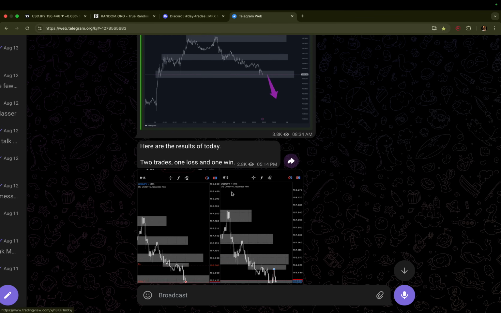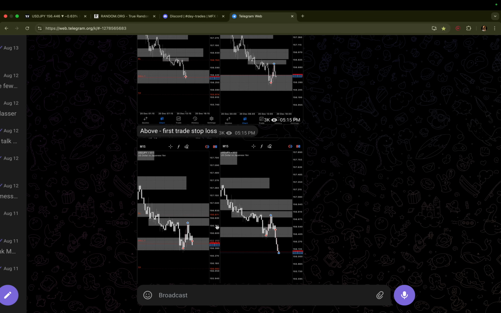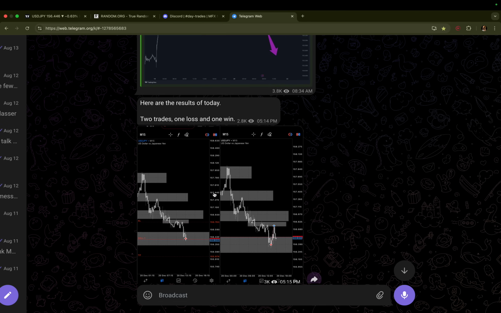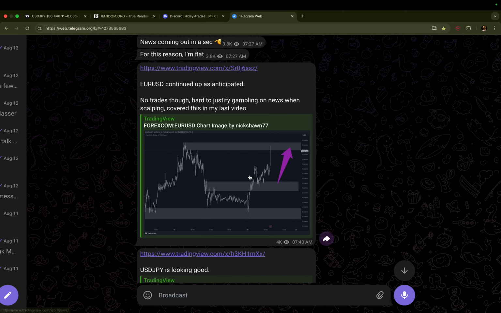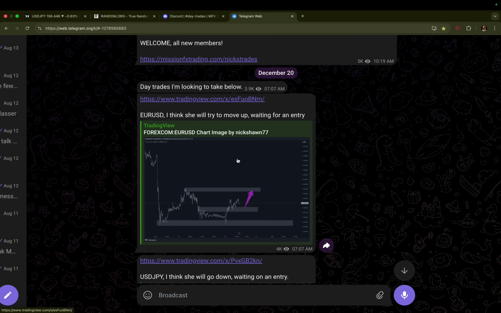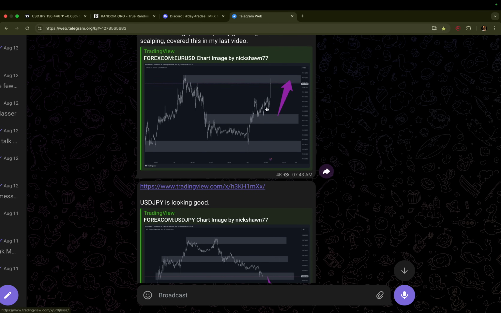So on Friday, yesterday, we took 2 trades. One of them break even, one of them lost, one of them profitable. So it was a break even day. But I'll share all these analyses and stuff like that. Like this was Euro USD. I shared this yesterday. I thought price was going to go up and then it ended up spiking up.